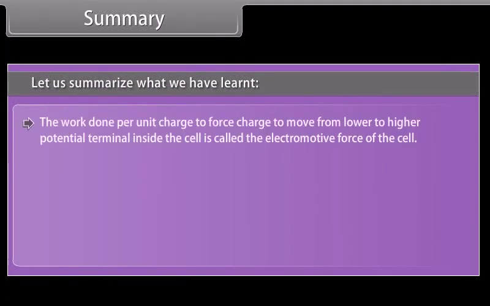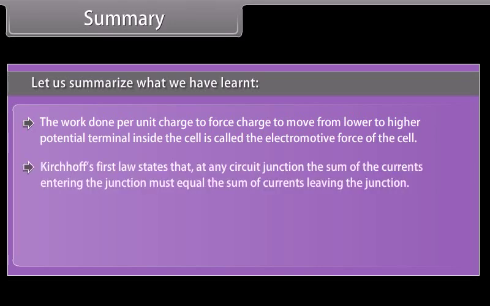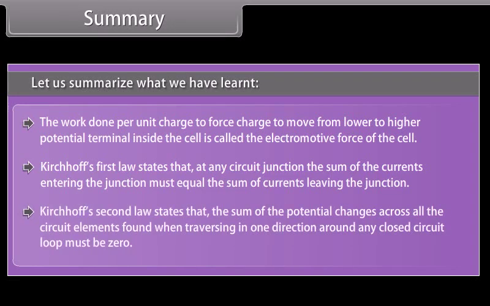The work done per unit charge to force charge to move from lower to higher potential terminal inside the cell is called the electromotive force of the cell. Kirchhoff's first law states that at any circuit junction, the sum of the currents entering the junction must equal the sum of currents leaving the junction. Kirchhoff's second law states that the sum of the potential changes across all the circuit elements found when traversing in one direction around any closed circuit loop must be 0.